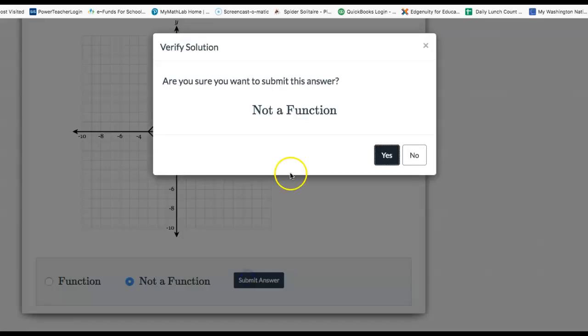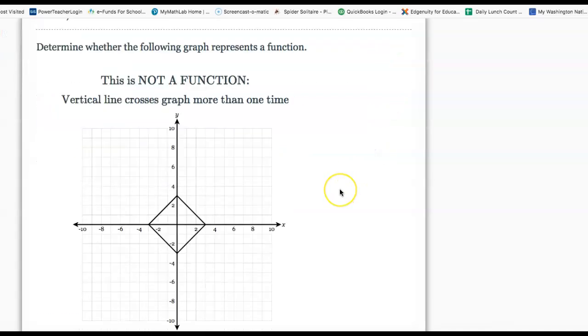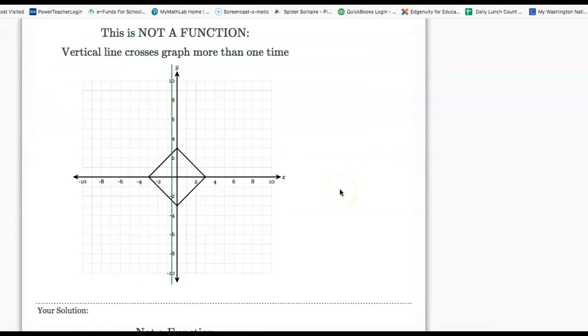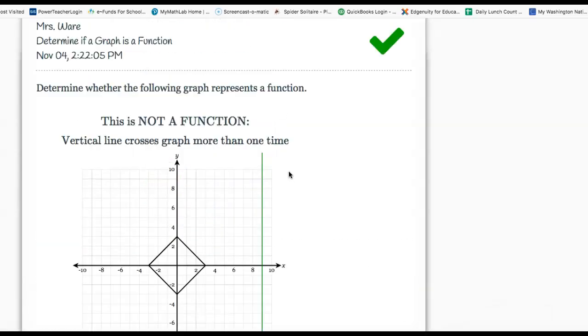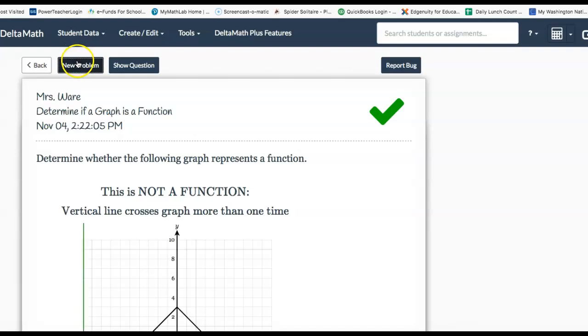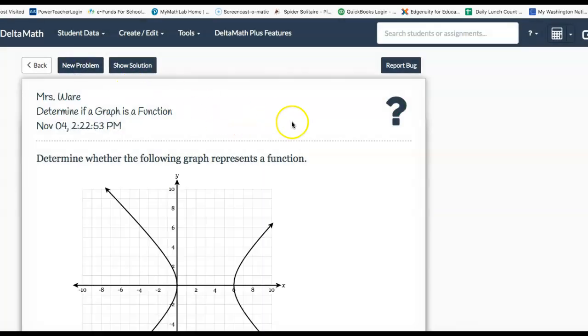If I submit my answer, that green bar is going to go across. And so everywhere from here to here, when it goes across this square, it hits it twice. Like the green bar crosses the black function twice. And so that makes it not a function. Vertical line crosses graph more than one time. And if that happens anywhere on your graph, then it's not a function. Okay, so hopefully that makes sense and you can make some progress on your assignment.